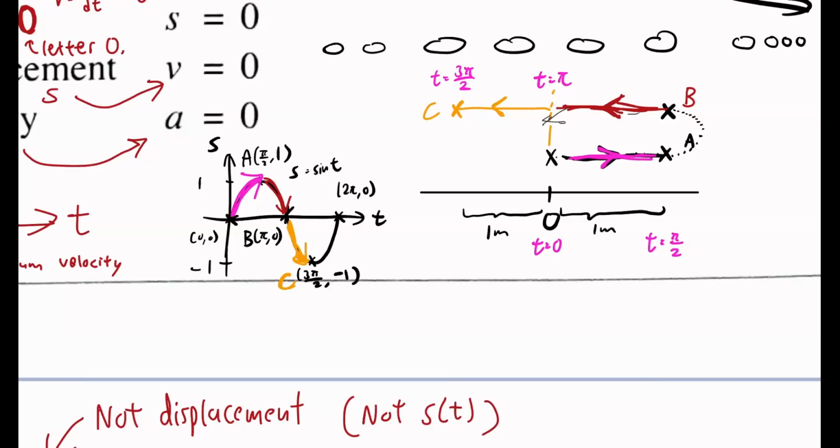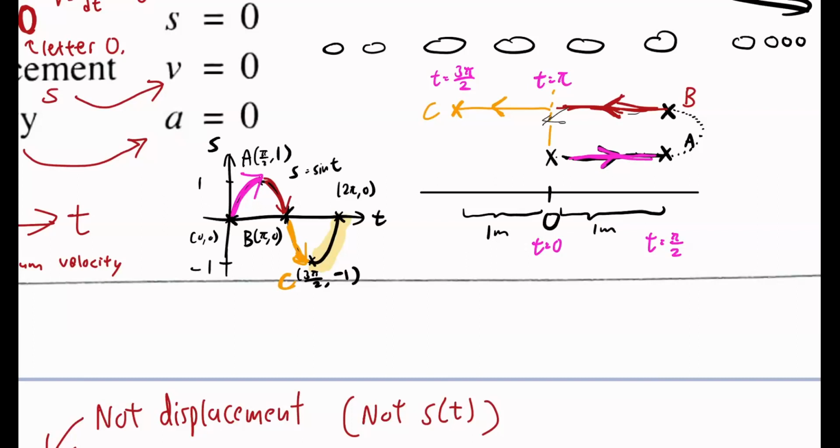from 3pi/2 to 2pi. This amount of time, you travel from a -1 meter displacement to 0 meter displacement, which essentially means you go back to the origin. So maybe I will use black color.